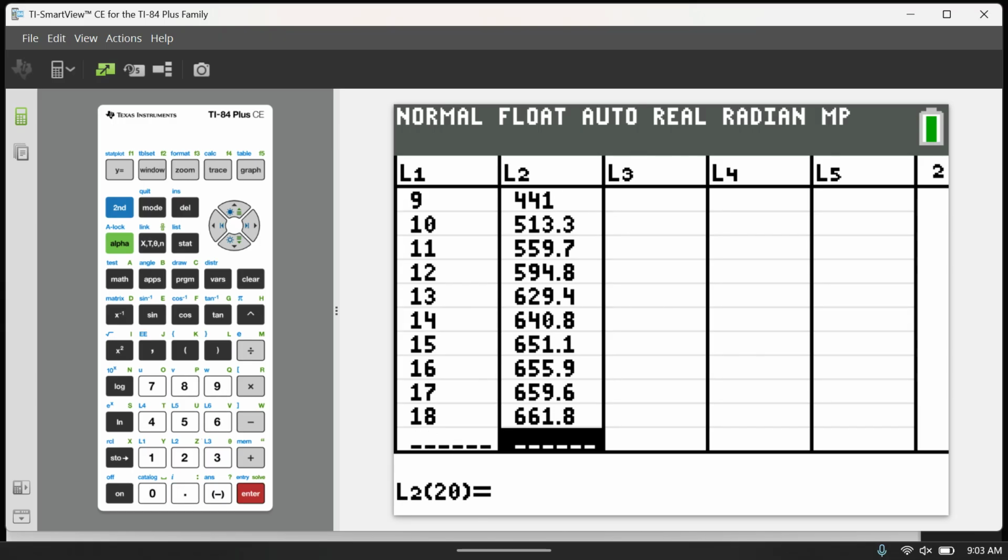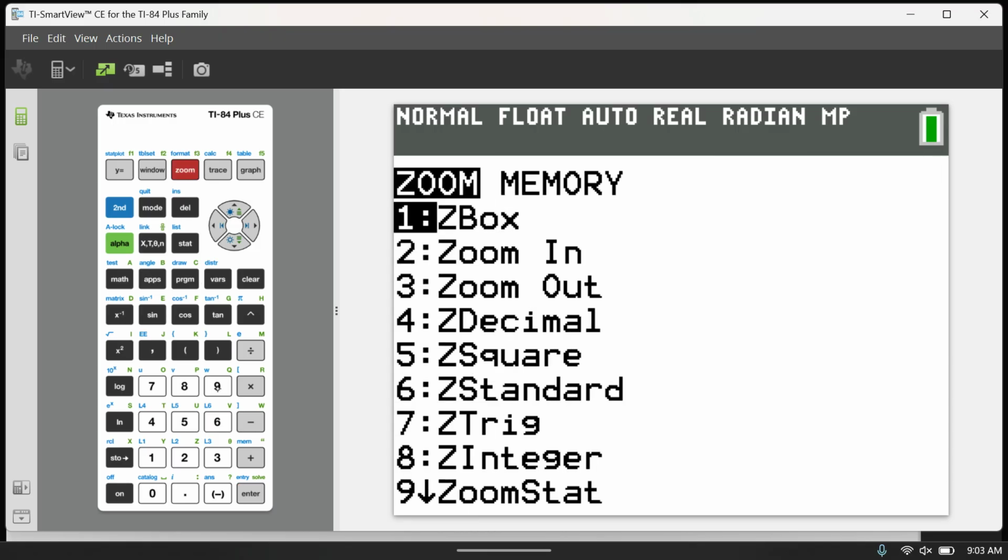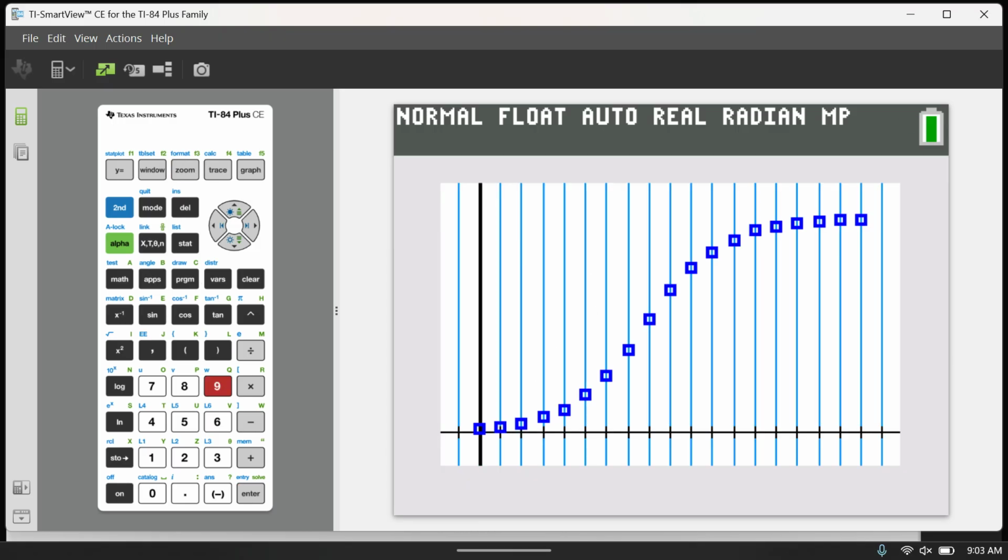All right, scatter plot that thing. Zoom 9. And a really nice picture of logistic. You can tell that's logistic by looking at it, even if the problem didn't tell me. I can easily tell it's logistic. It's got that S shape to it.